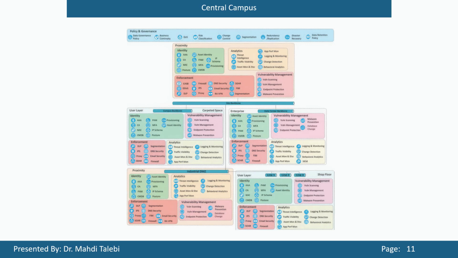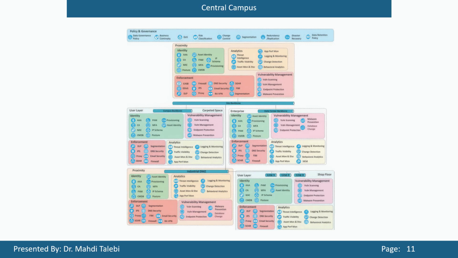Vulnerability management processes involve regular scans, endpoint protection, and malware prevention to identify and mitigate vulnerabilities before they can be exploited. This is crucial across different network zones, such as the industrial DMZ, demilitarized zone, and enterprise segments, ensuring that all networked resources are consistently monitored and protected.